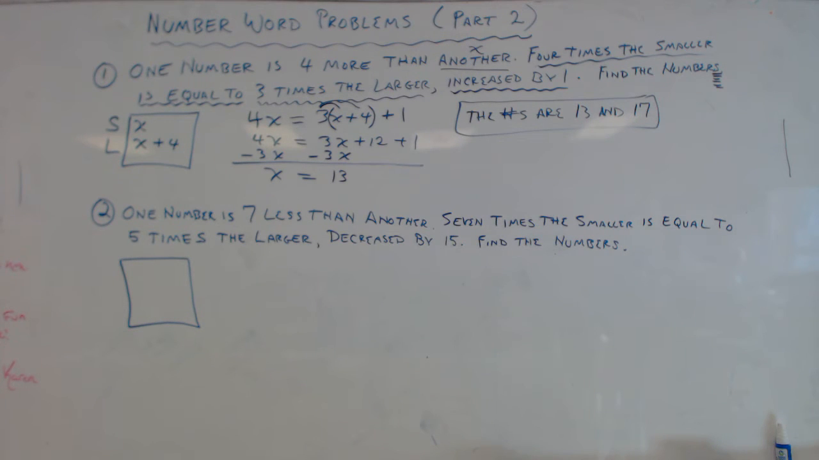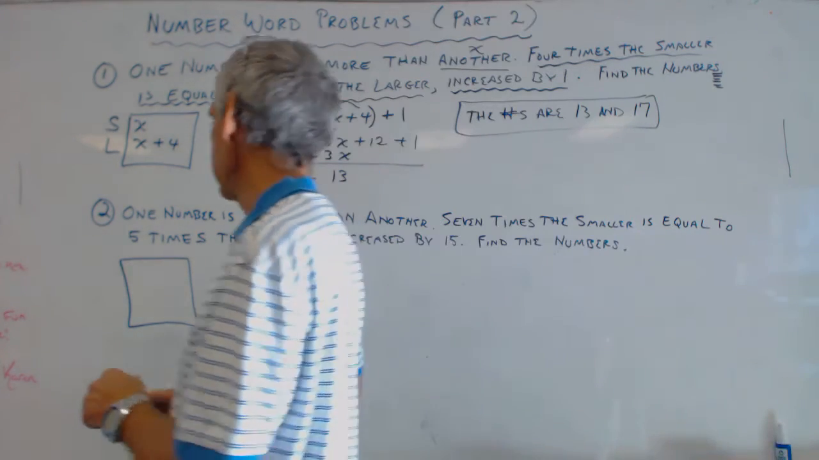So it says one number is 7 less than another. 7 times the smaller is equal to 5 times the larger, decreased by 15. Find the numbers. Can I start? Is it okay if I start and you can just finish writing it?